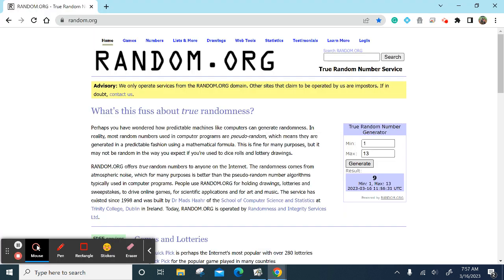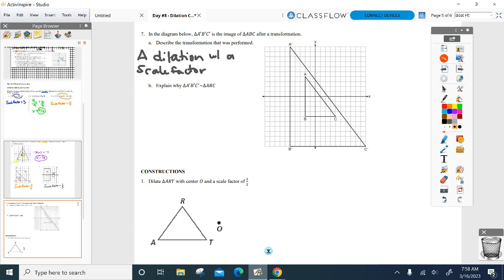All right, what's your scale factor for me? 2.5. So a dilation with a scale factor 2.5, centered at the origin. Got to tell me where it's centered around. Centered at the origin.